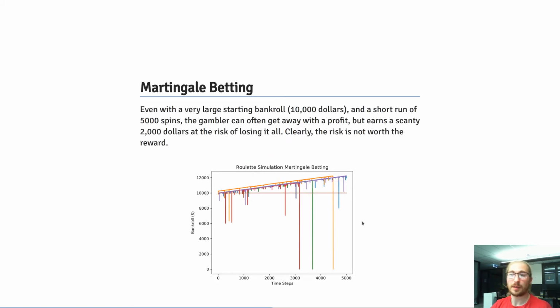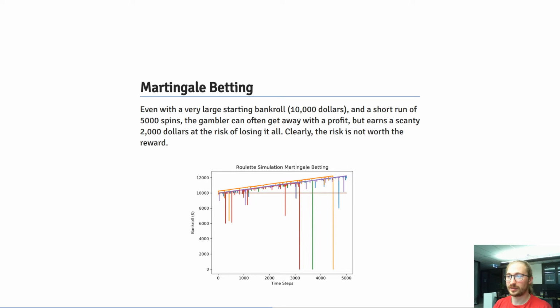So suppose we upped the bankroll to $10,000, and again we start on just betting $1 per hand. You can sometimes get away with a profit. So you can see here we've simulated 5,000 spins, and in the purple trial, the gambler managed to get away with $2,000. I mean, that's quite good, right?